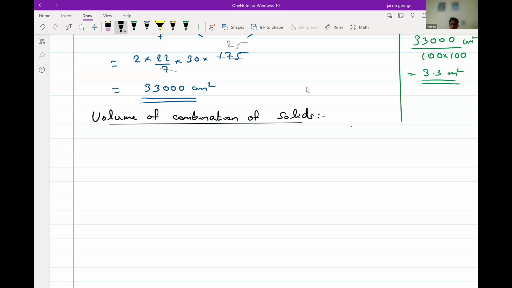4 by 3 pi r cube. Correct. Volume of hemisphere: 2 by 3 pi r cube. So this is the formula we use here.